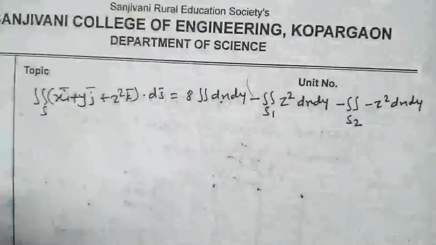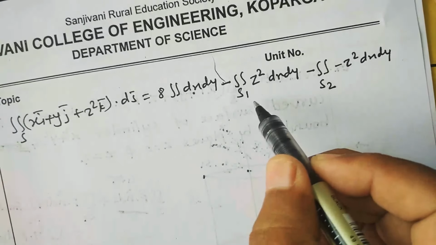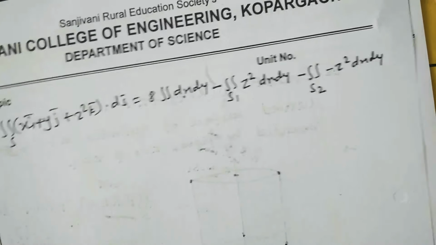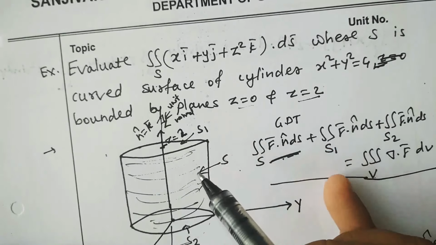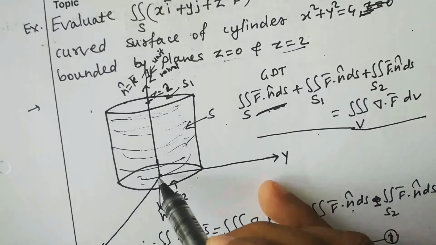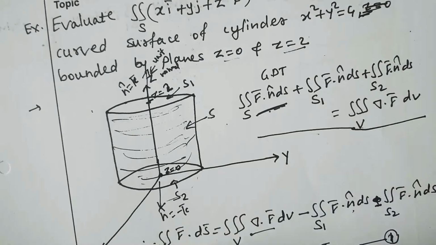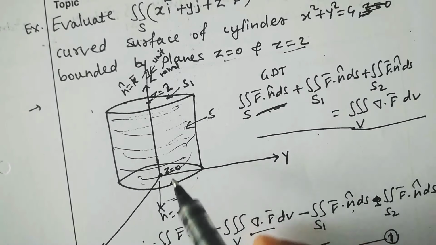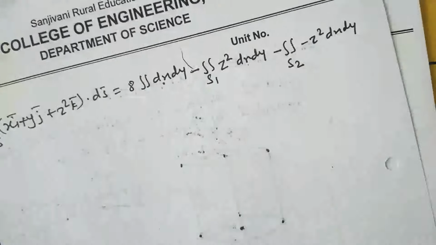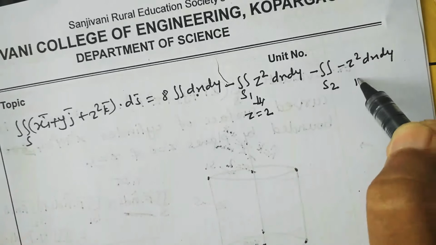Now after putting all these values, we will get this result. For the surface S1, which is the top surface, the value of z is equal to 2, and surface S2 is the bottom surface that passes through the origin, for that the value of z equals 0. So for surface S1 put z equals 2, and for surface S2 put z equals 0.